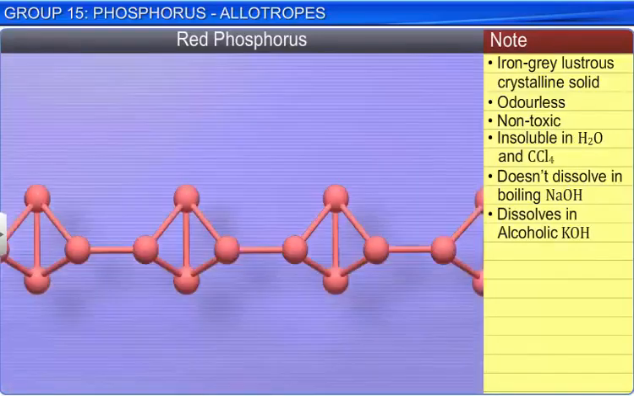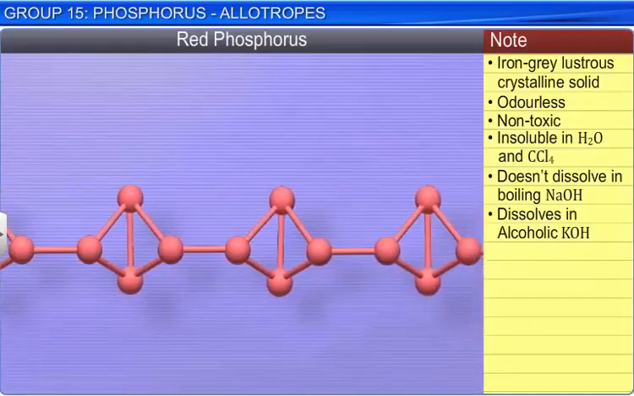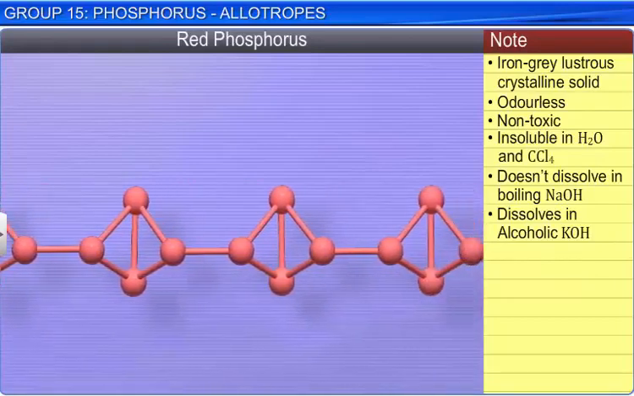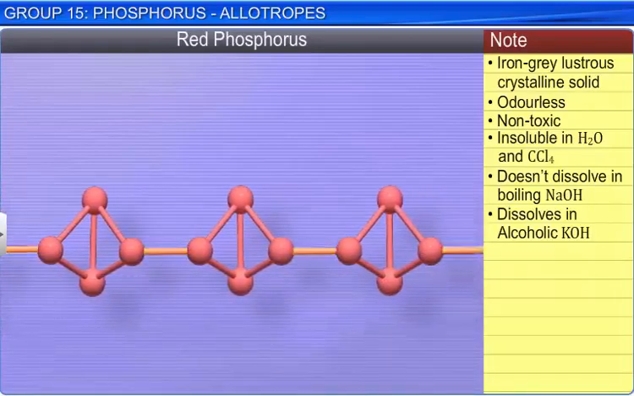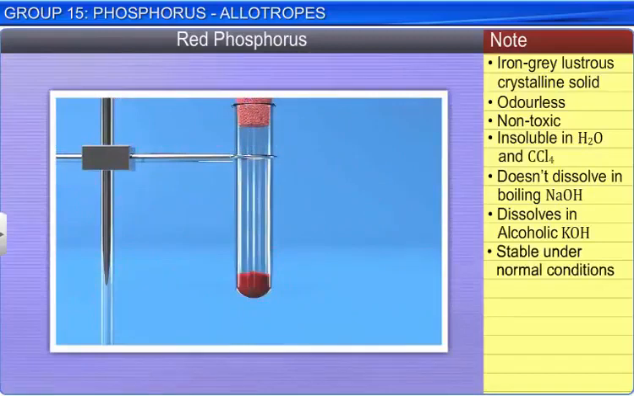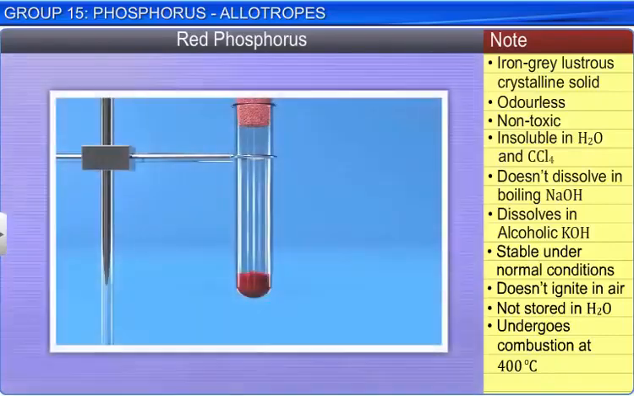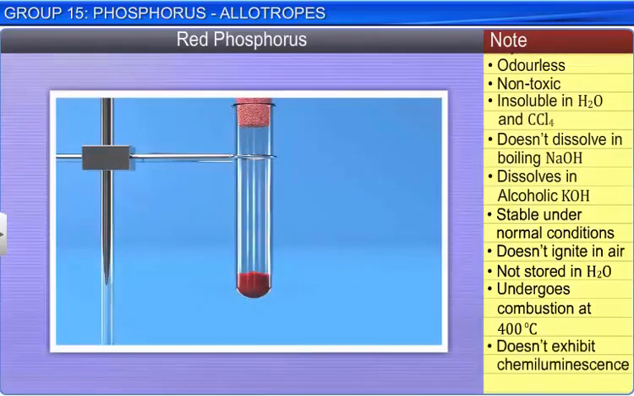It exists as a polymeric solid. It means that red phosphorus consists of a chain of P4 units that are linked together by single covalent bonds. Hence, it is stable under normal conditions and doesn't ignite in air. It is therefore not stored in water. It undergoes combustion only when heated to about 400 degrees Celsius. Note that red phosphorus doesn't exhibit chemiluminescence.